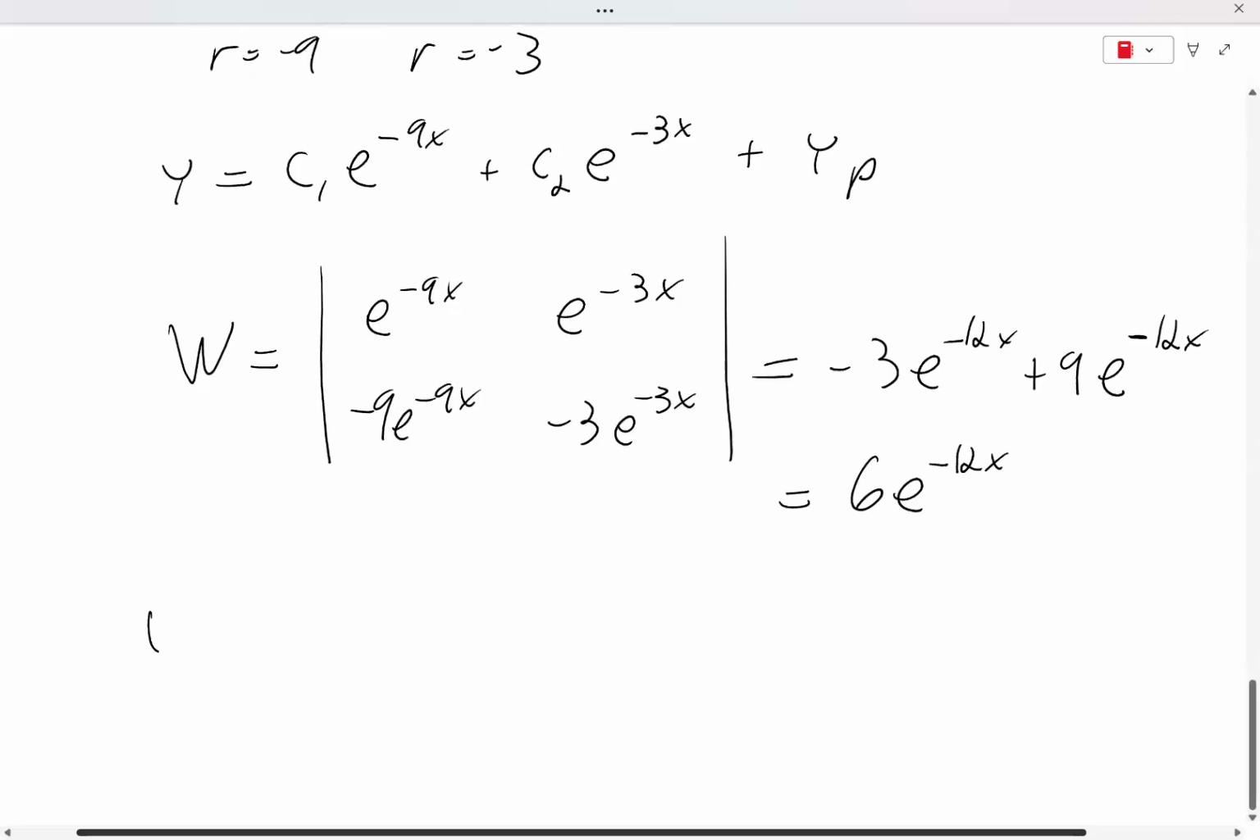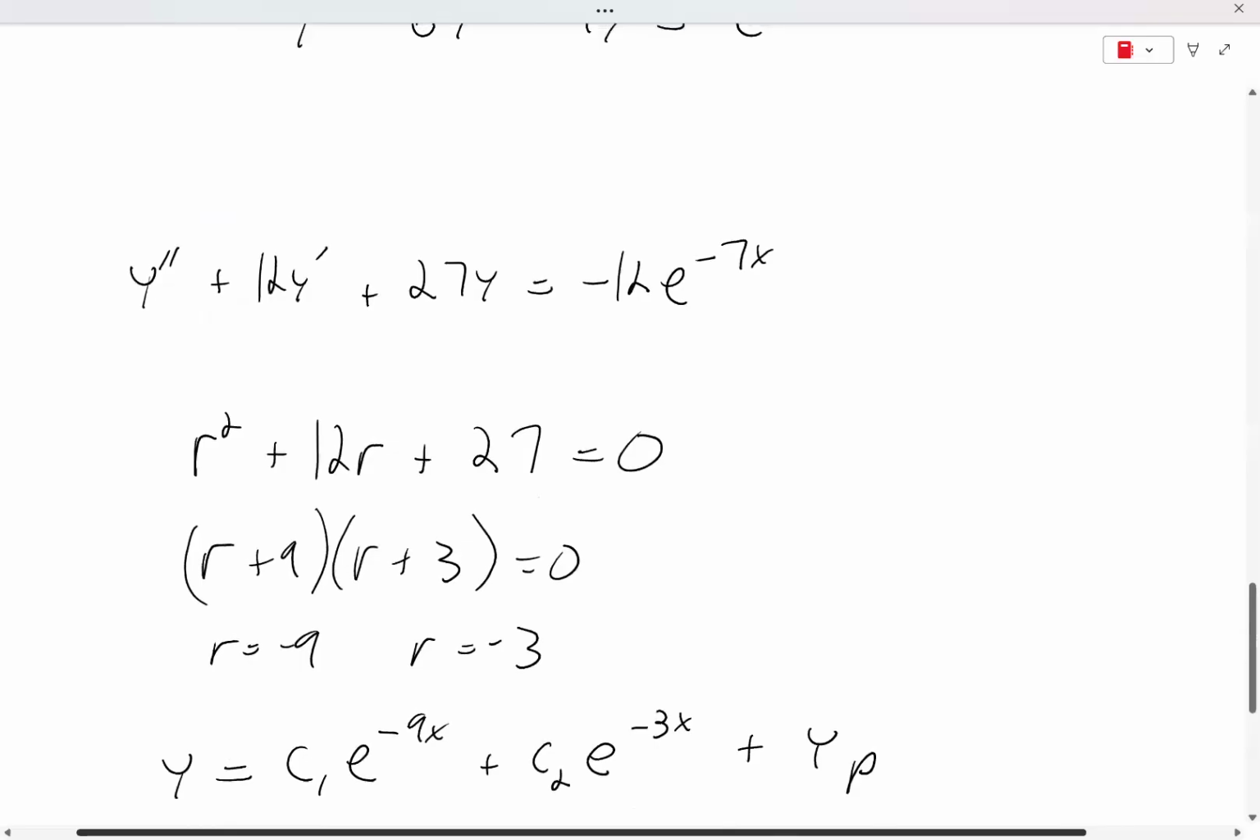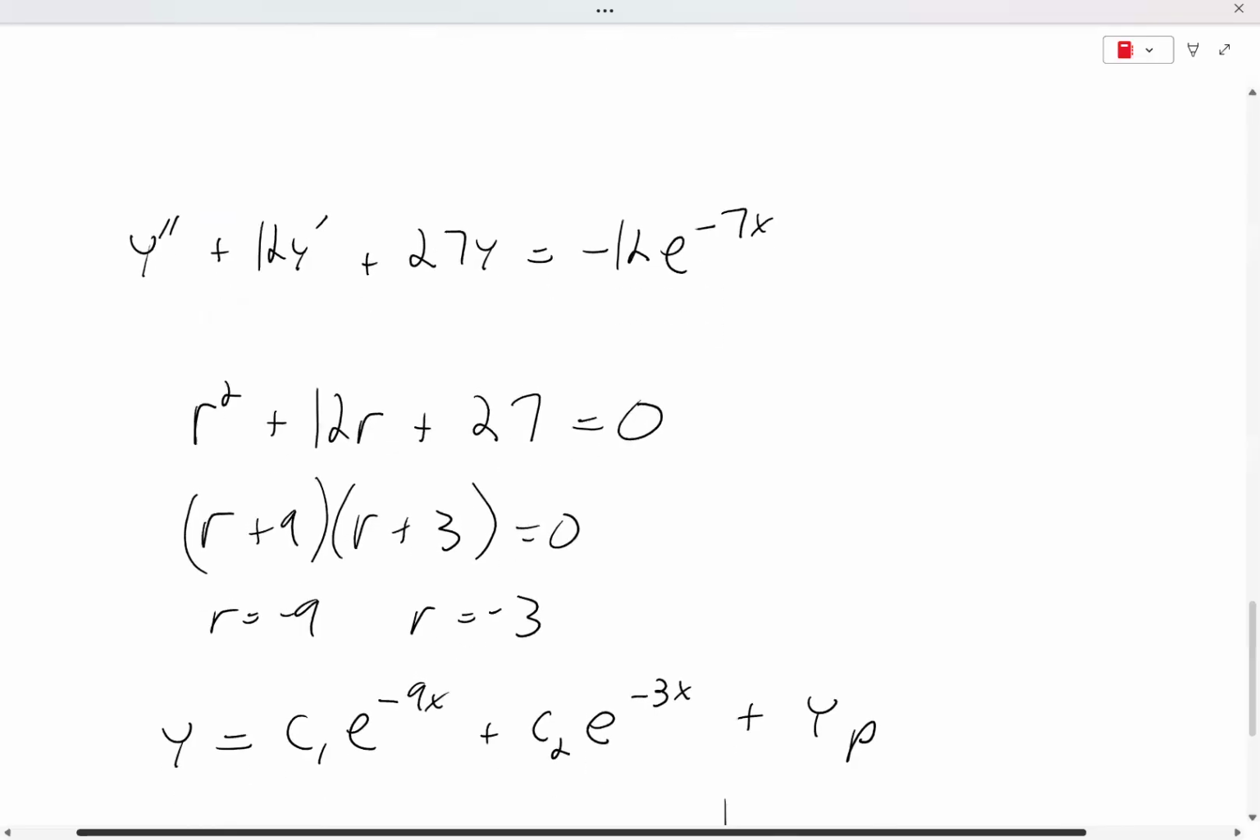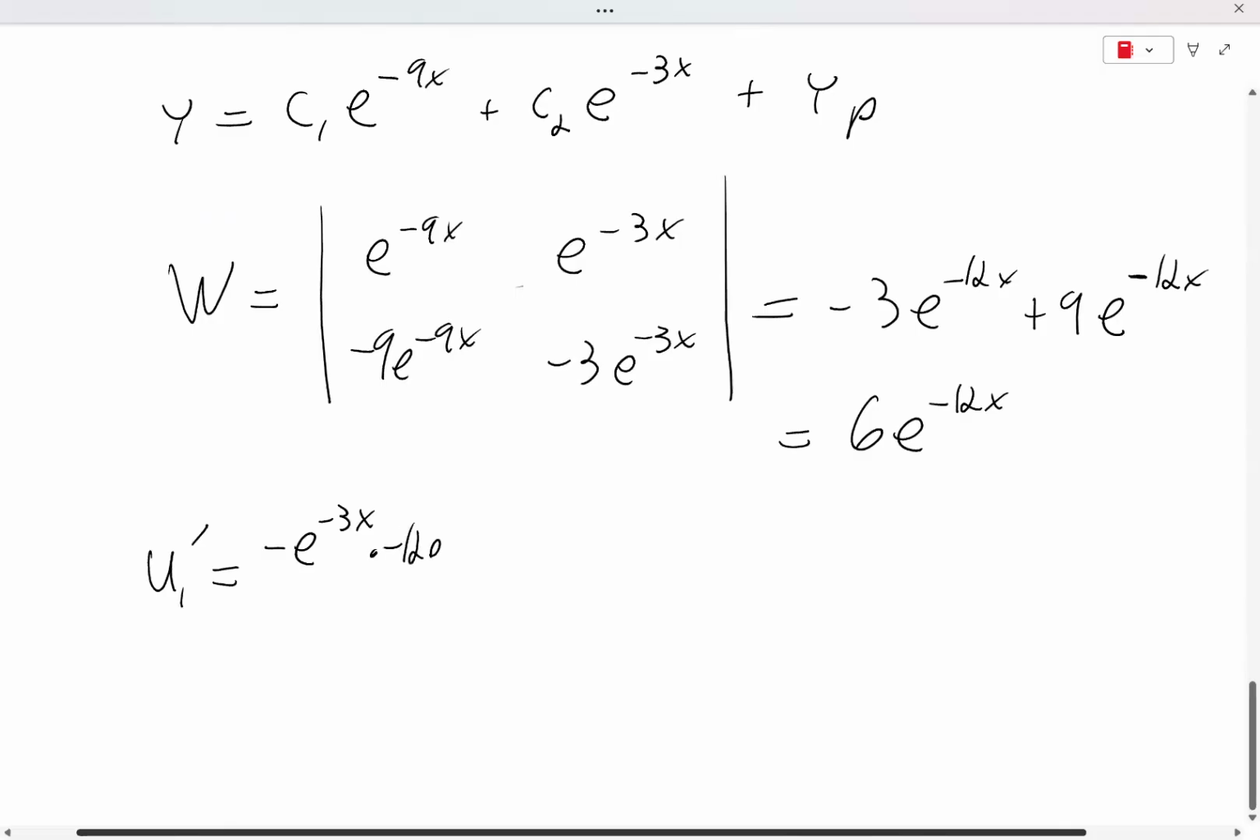Let's see now. So now u1 prime, we can go right to this. It is negative y sub 2, which is this one, times f of x. And f of x is this one up here, negative 12 e to the negative 7x, over the w. So we got that. So that's u sub 1 prime. And then we got u sub 2 prime is equal to e to the negative 9x. That's this one here, the y sub 1, and then times f of x.